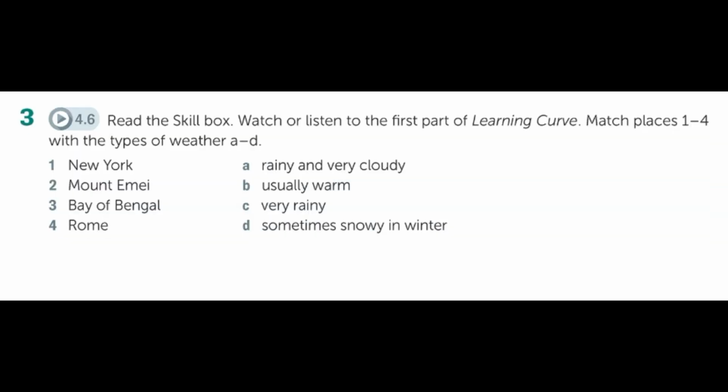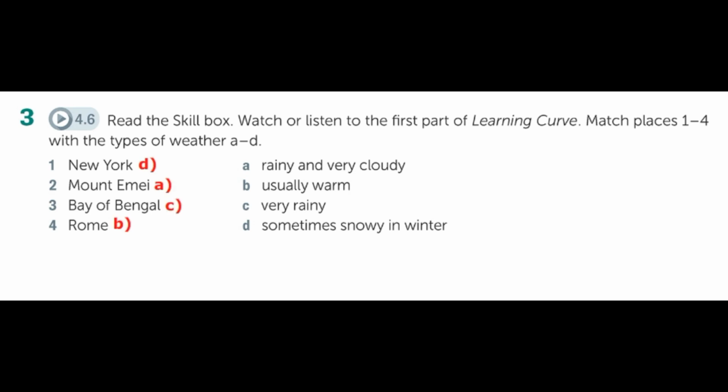In number 1, we have New York, 2, Mount Emei, number 3, the Bay of Bengal, and number 4, Rome. What can you say about the weather in those places? Can you remember that part of the video? We can say rainy and very cloudy, usually warm, very rainy, and sometimes snowing in winter. Do you remember which weather from letters A to D is the best one that matches the places here? Let's try to remember and do the exercise.